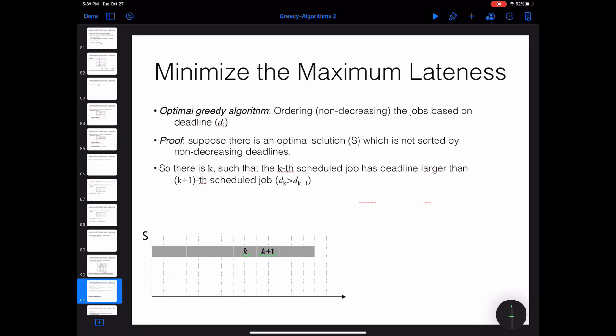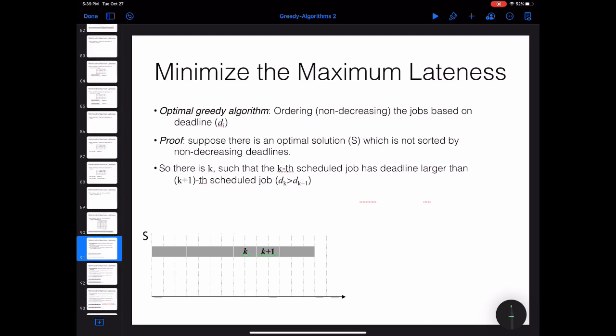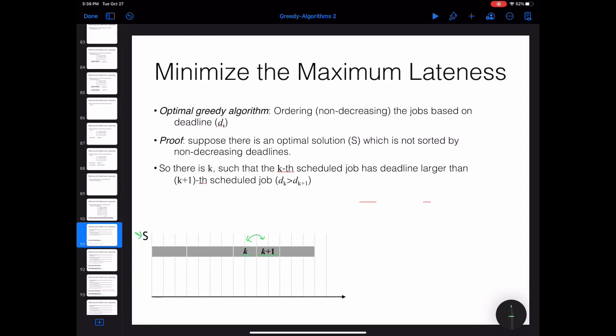So let's now calculate the completion time and compare the optimal answer with some other answer where I am exchanging these 2 jobs. Okay, so basically I'm going to just exchange these 2 jobs. It means that I'm going to do K plus 1 first and K second, with this assumption that the deadline of K is greater than the deadline of K plus 1.